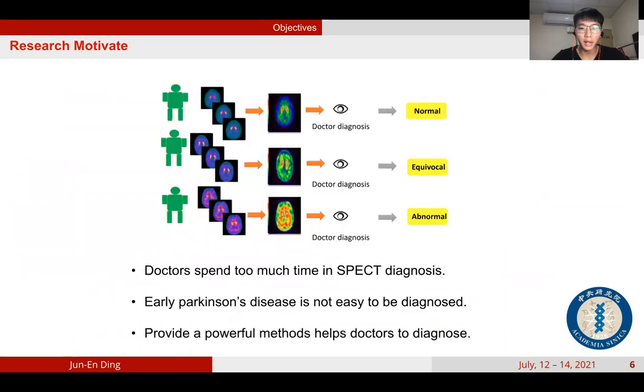Currently, the traditional diagnosis of PD is mainly based on doctors' visual diagnosis. So doctors spend too much time in SPECT diagnosis, and early Parkinson's disease is not easy to diagnose.